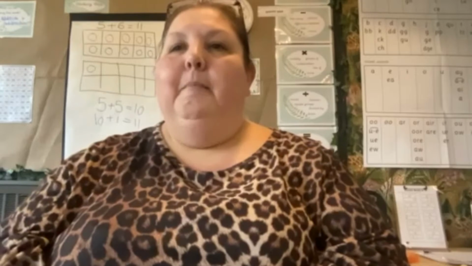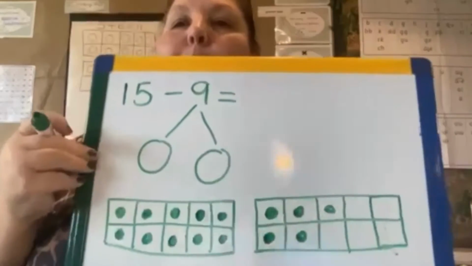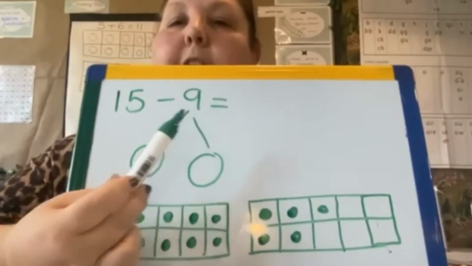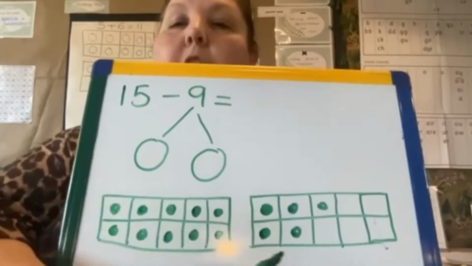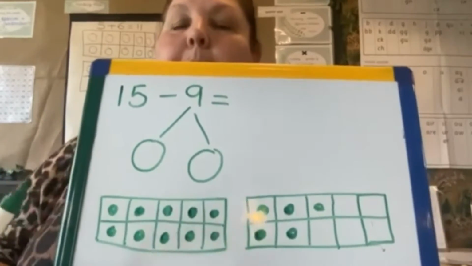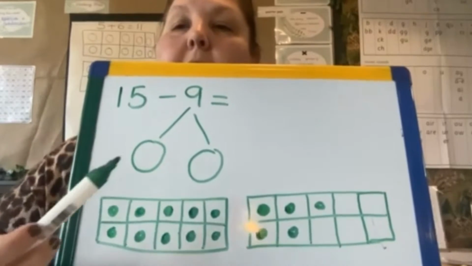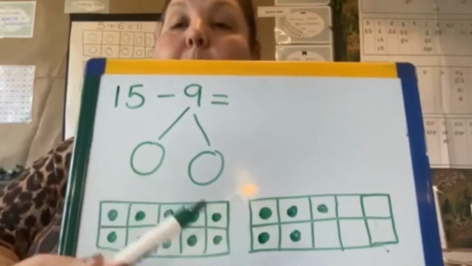This half term in maths we are going to be continuing with our addition and subtraction topic, and we are looking at using facts about numbers. So if we look here at 15 take away 9, we've got our part whole model and we've got our 10 frames. So we've got our 15 in our 10 frames, and we are going to put numbers in here to help us with our takeaway.